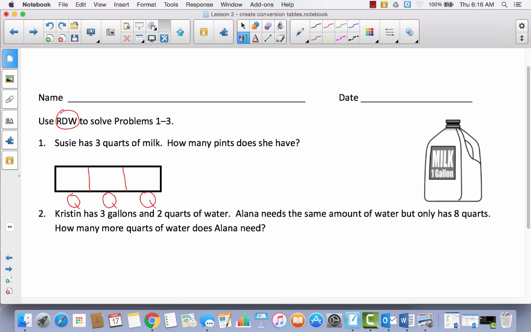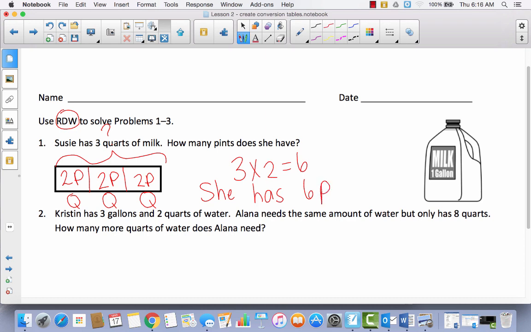Well, how many pints are in a quart? Well, there are 2, right? So I could say 2 pints, 2 pints, 2 pints. And the question is, how many pints does she have? So that would be 3 times 2, which equals 6. Susie has 6 pints.